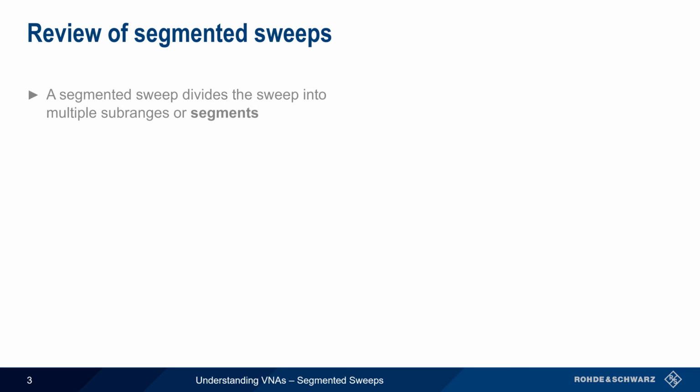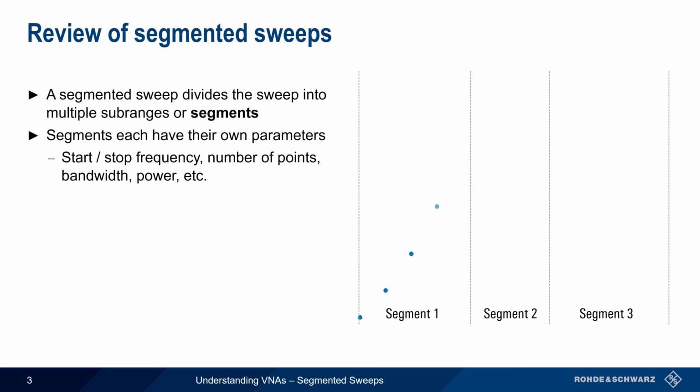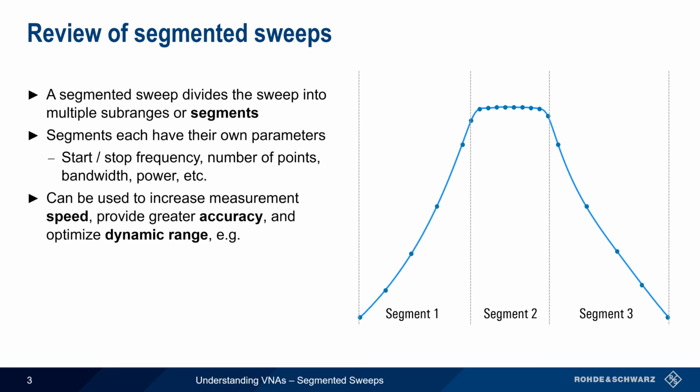As the name implies, a segmented sweep divides the sweep range into multiple subranges or segments. Segments are smaller frequency ranges within the total frequency range. Each segment has its own measurement parameters, meaning that the start and stop frequency, number and spacing of points, bandwidth, power, etc., can be set differently for each segment. Using segments can increase measurement speed, provide greater accuracy or resolution, and can be used to optimize dynamic range.